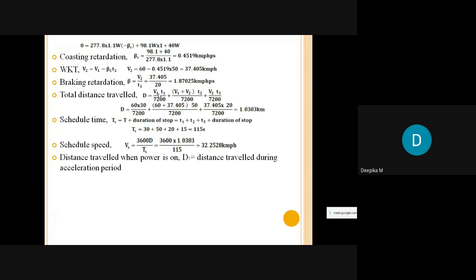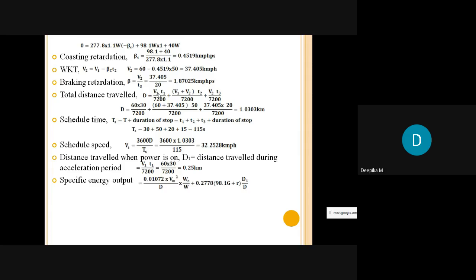So that is we have to calculate the D1, that is distance traveled when the power is on. To calculate it, it is nothing but distance traveled during only the acceleration period. Hence, it is only V1 T1 divided by 7,200, which is nothing but 0.25 kilometer.